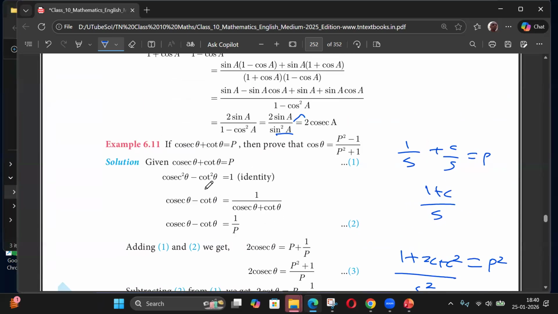And one more thing you can guess is cosecant minus cot, right? So we have this relation cosecant square minus cot square equal to 1. If I multiply this by cosecant minus cot, I'll get this one. It'll be simpler. So that's what they have done. So multiply, so I'll get left hand side as 1 equal to p into cosecant minus cot. So 1 by p is cosecant minus cot.